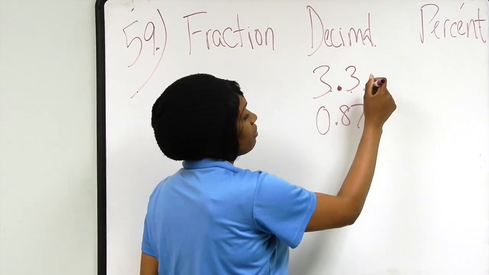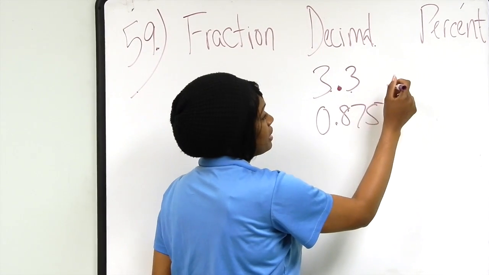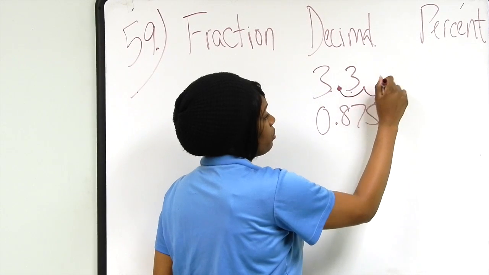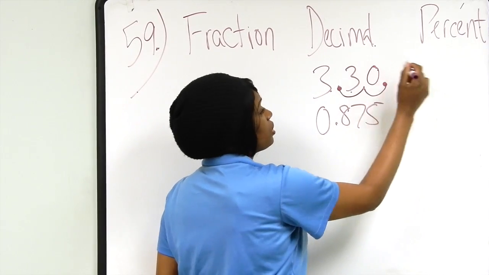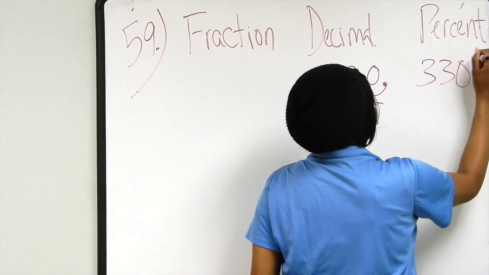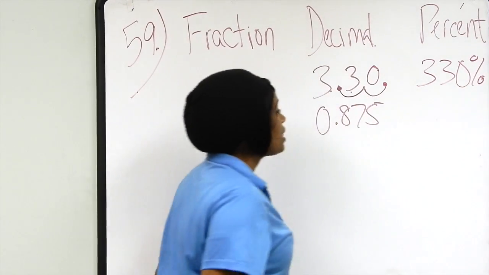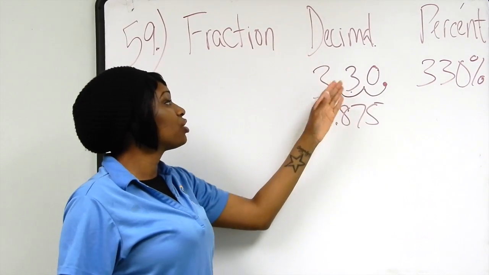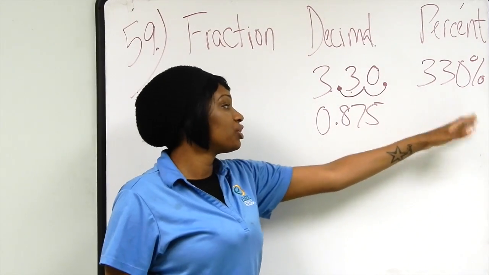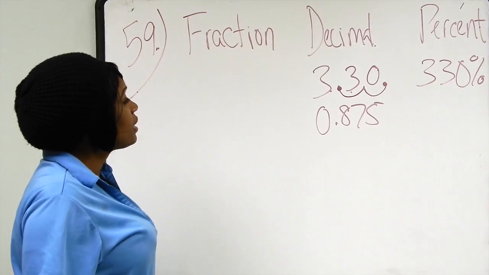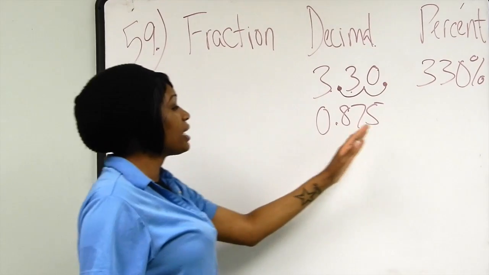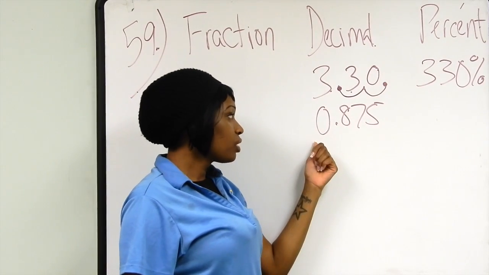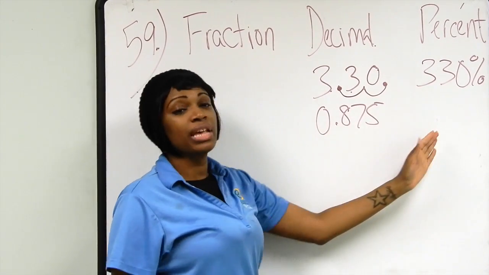So if we move 2 places to the right, 1 place, 2 places, it becomes 330%. Okay? And that's 3.3 as a percentage.